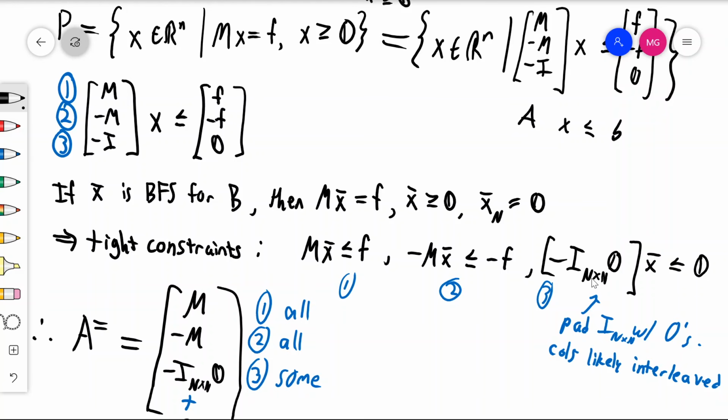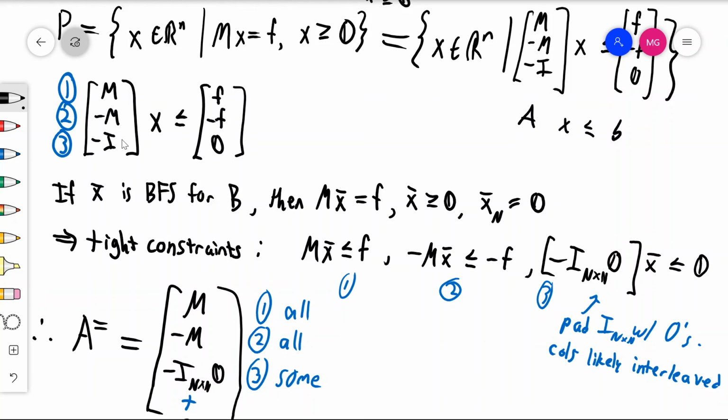This is just the submatrix of the identity matrix picked out by the non-basic indices. This is still square because it's non-basic rows and non-basic columns, but that's not wide enough. So we just have to pad with zeros. That's what this 0 is. It's a zero matrix, a bunch of columns of zeros, which pads this so that the width of a row, the same thing as the number of columns, matches the number of columns of M and of minus M, so that it fits in this.